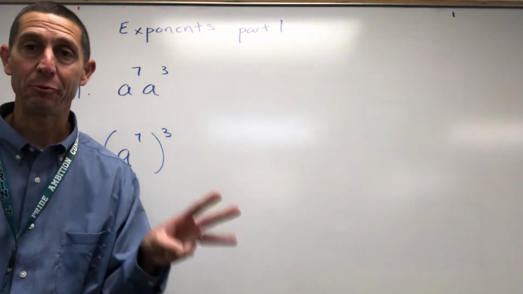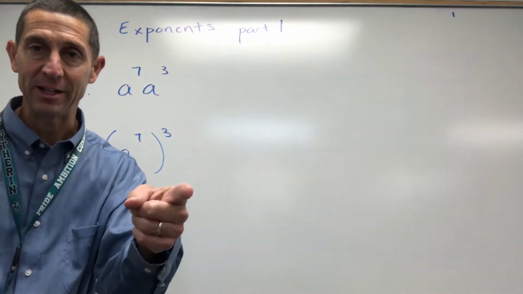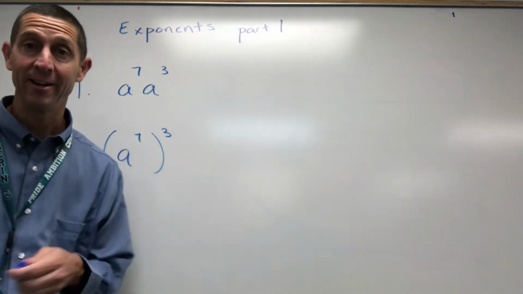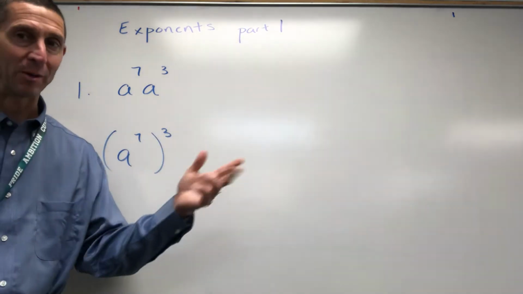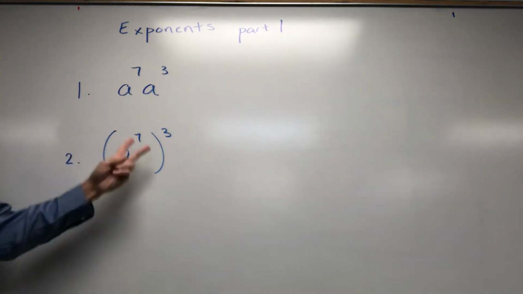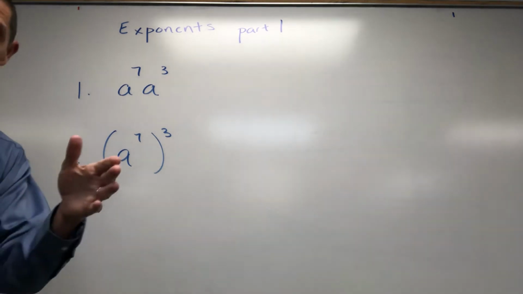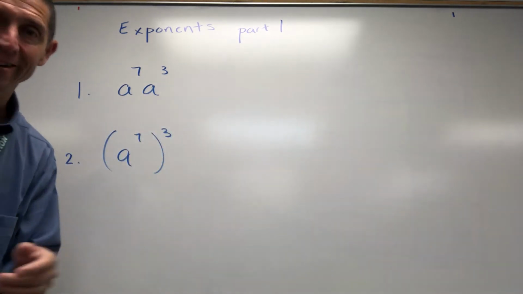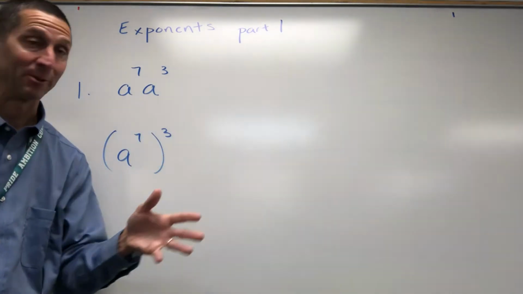Hey guys, got 3 rounds of exponents coming at you. This is part 1 today, and the question of the day: multiply or add? So when you look at these two exponents, the 7 to the 3 and the 7 to the 3, you've got to decide: one of these I multiply, one of these I add. Multiply or add, which one is it?